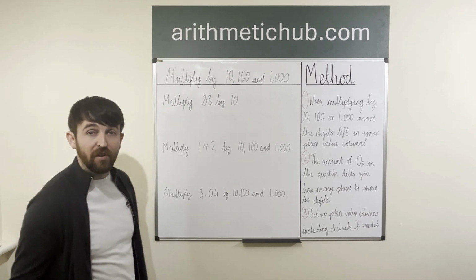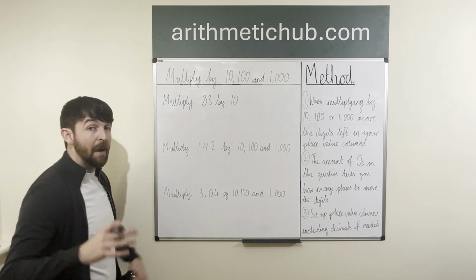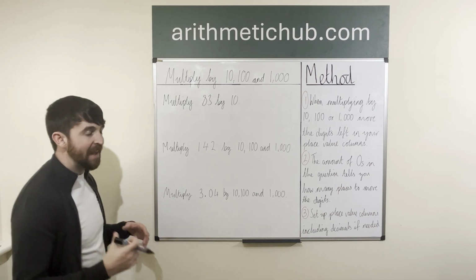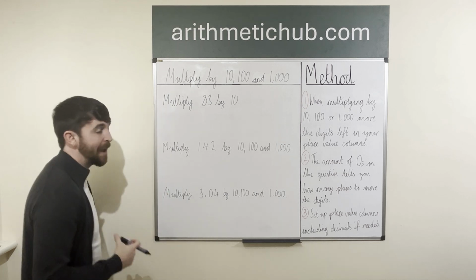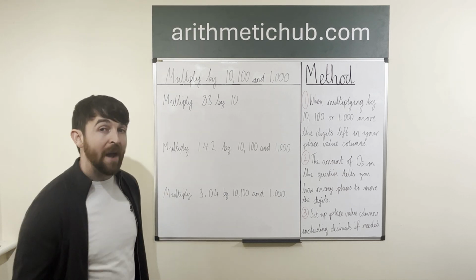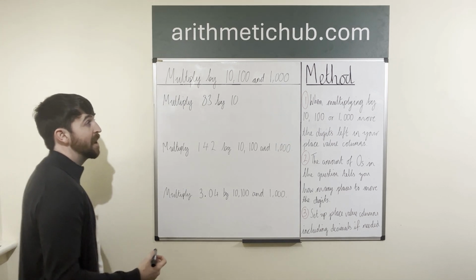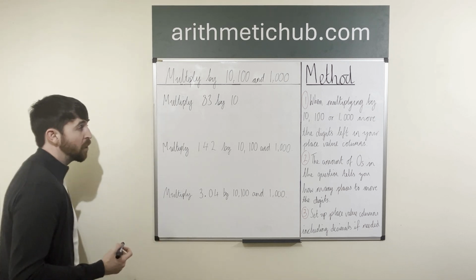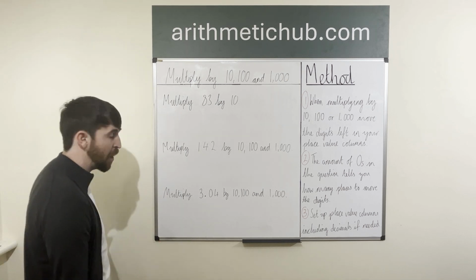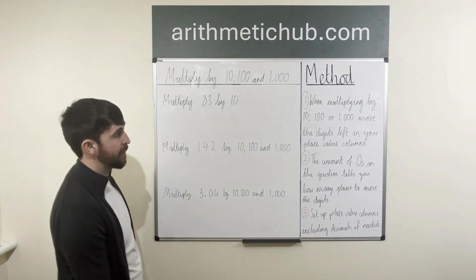So instead of just adding another zero, what we're going to do is we're going to move the digits, okay? So it's better to get in that sort of mindset, and it's better practice to think, right, okay, what I'm doing is I'm moving the digits, okay? So when we're multiplying by 10, 100 or 1000, what we're going to do is we're going to move the digits. So let's have a look at our method for this.